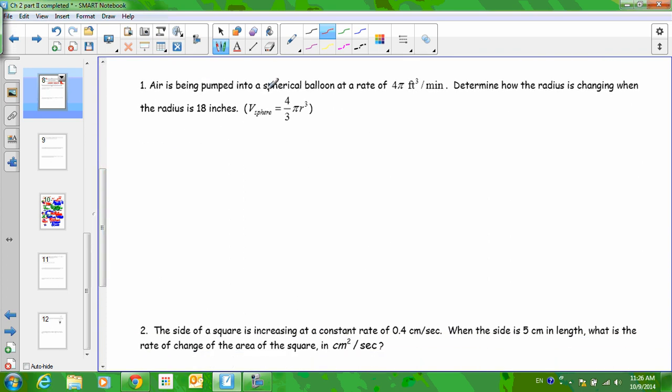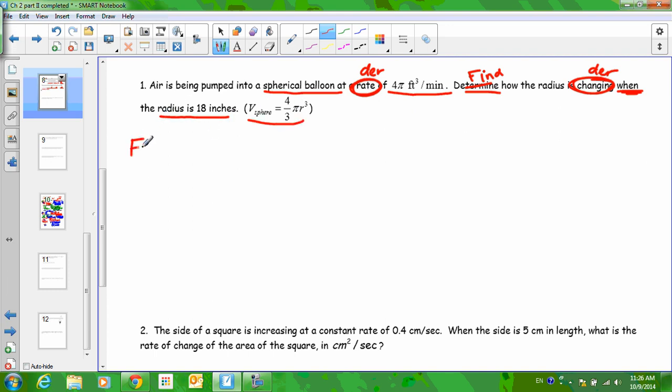Air is being pumped into a spherical balloon. So we have a sphere at a rate. I see rate. You need to be thinking that's a derivative word of 4 pi cubic feet per minute. Determine, that to me sounds a lot like find, how the radius is changing. Again, there's a derivative word. When, okay, that's part of my FWG. The radius is 18 inches, and then they give us an equation.